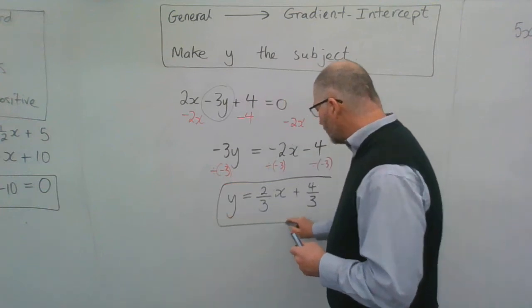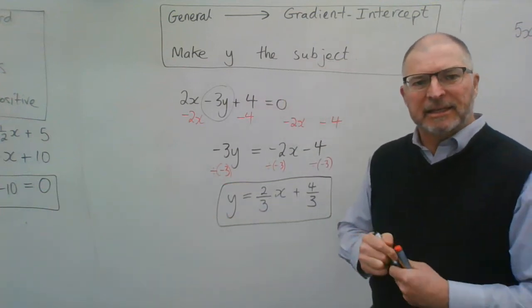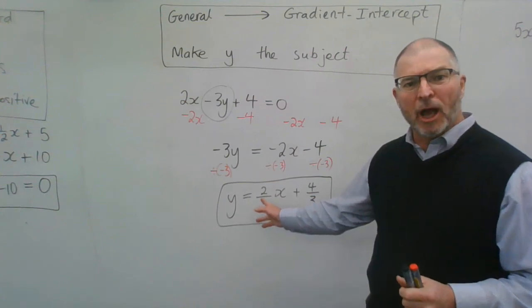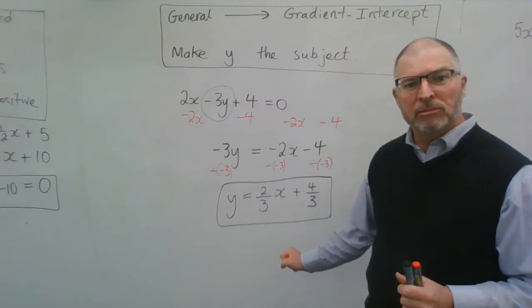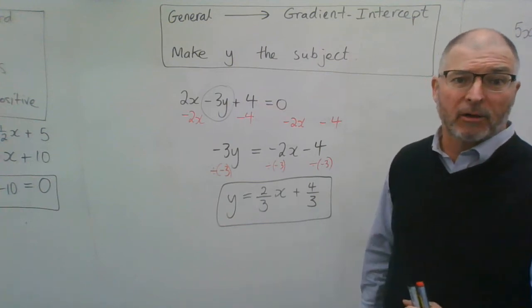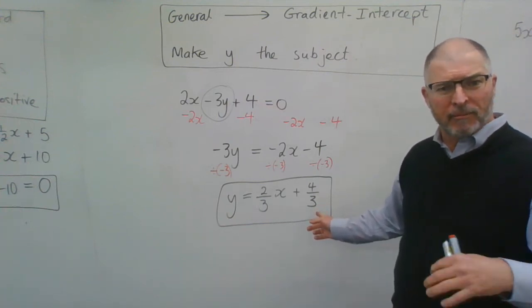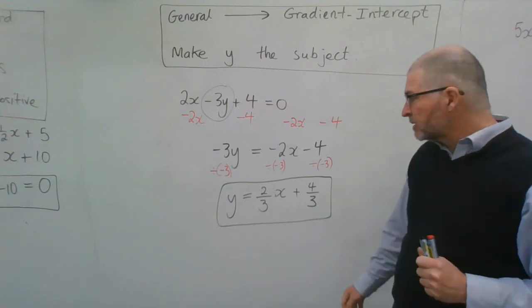And now it's written in gradient intercept form. The gradient is 2 over 3, which means you go up 2 for every 3 across, or up 2/3 for every 1 across. And it cuts through the y-axis at 4 over 3, 1 1/3 on the y-axis.